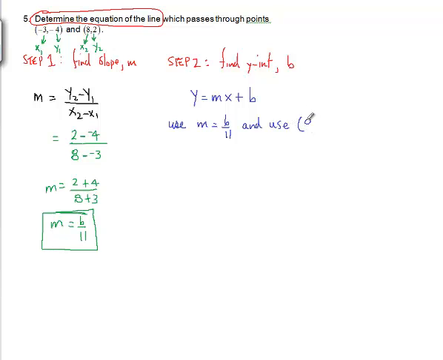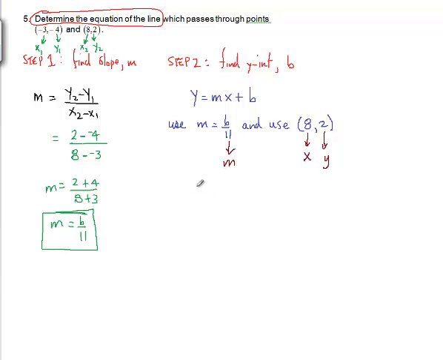So I'm going to use 8 and 2. You can use either point, you will get the same answer. So what do you do then? Well, you plug those values into the form. See, in here we have 4 values: a y value, m, the slope, an x value, and the y-intercept. We know 3 of those things. So we're going to plug in 3 of those things and solve for the missing thing. And the missing thing, of course, is b, the y-intercept. So we put 8 in for x, we're going to put 2 in for y, and we're going to put 6 over 11 in for m.